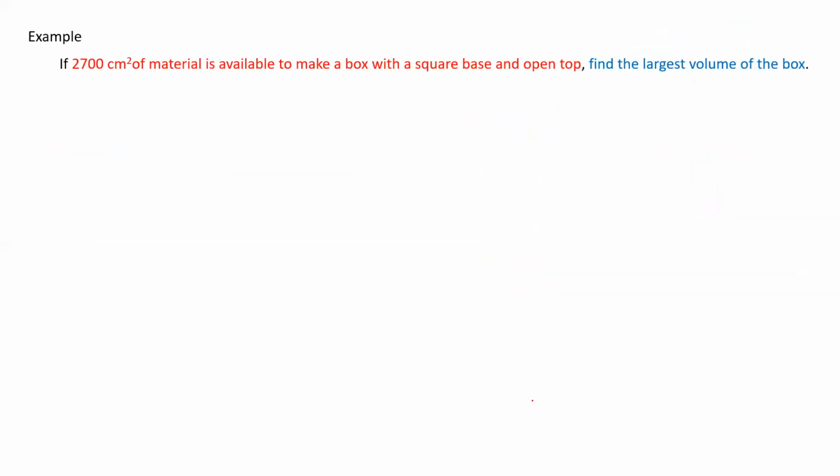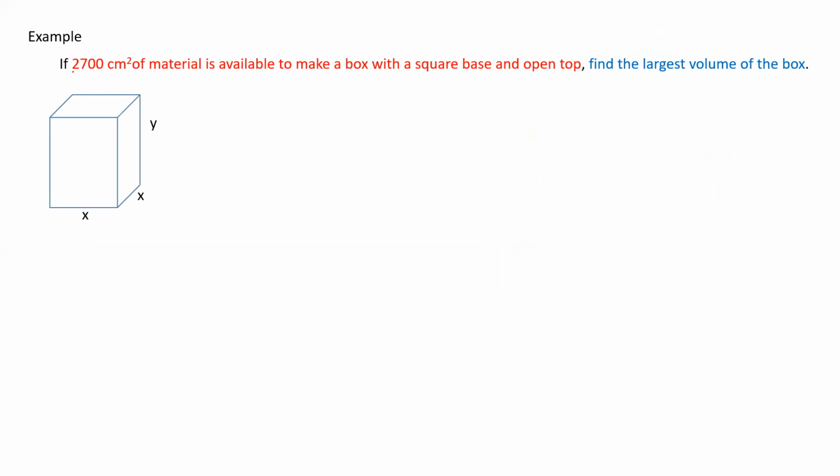Let's try another one. 2,700 centimeters squared of material, making a box. The box has a square base. We don't know anything about the other side, so we'll call that y, and an open top, so we're not filling this one.